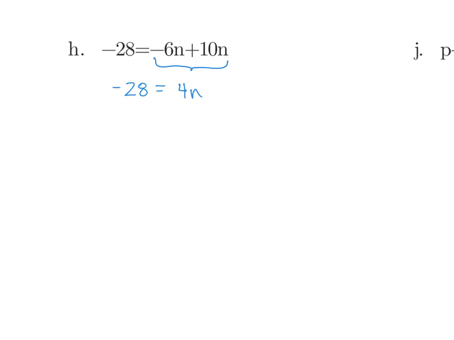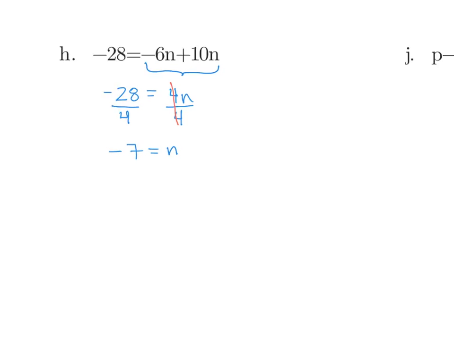Finally, to get n by itself, we're going to divide by 4 on the right and do the same thing to the left side. So we get negative 28 divided by 4 is negative 7, equals, my 4's cancel on the right, and we're left with n equals negative 7. All right, two more.